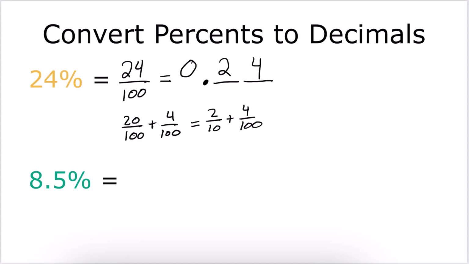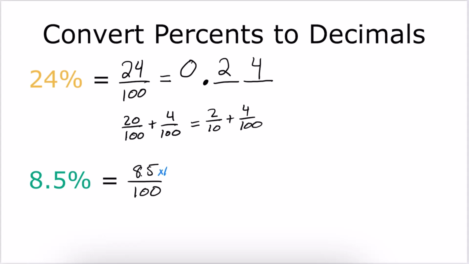Now, what happens if you have a decimal in your percent? So here we have 8.5%, but we can't really just put 8.5 in the hundredths place because then you'd have two decimal places, or two decimals in your decimal, which would make no sense. Like, which one's the decimal that's separating the whole numbers from the fractional numbers? So to fix this, what we're going to do is find an equivalent fraction that does not have a decimal in the numerator.